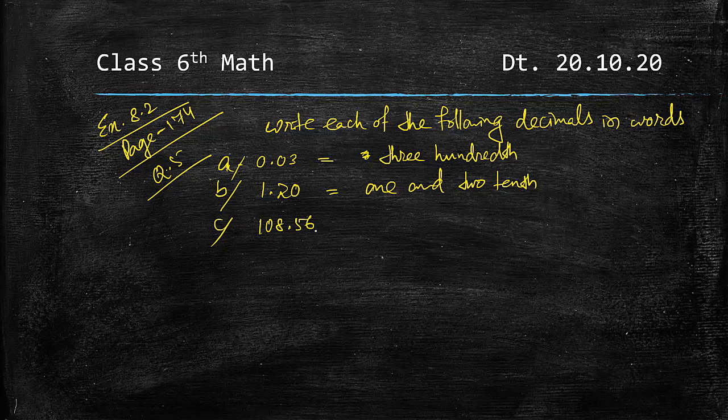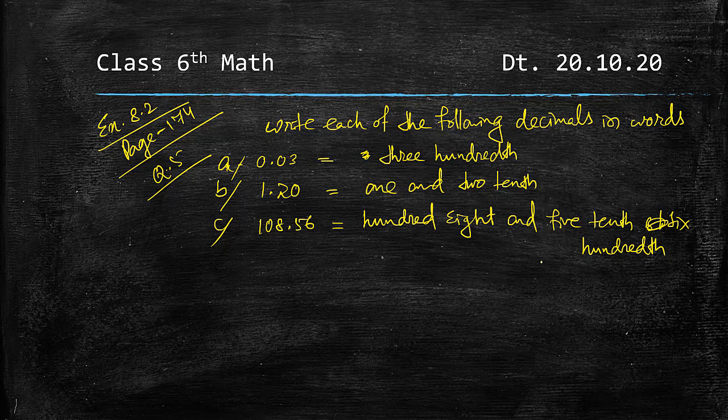Then 108.56. So we can write it as 108. This is the whole number and 5/10th and 6/100th. Okay.